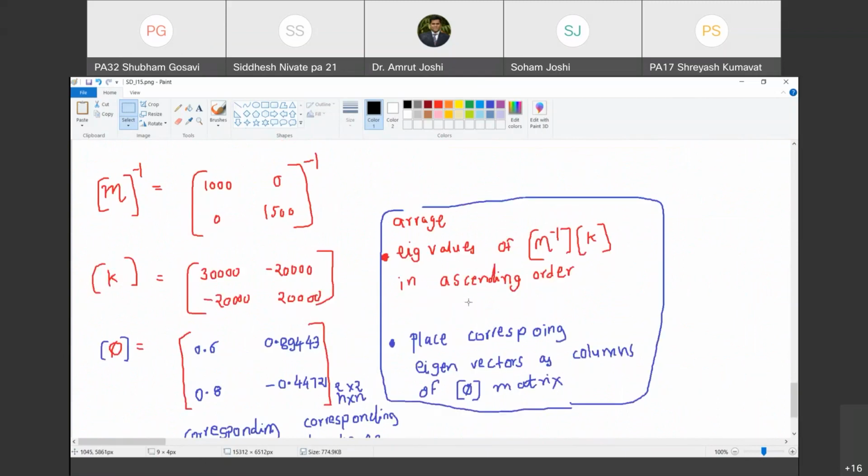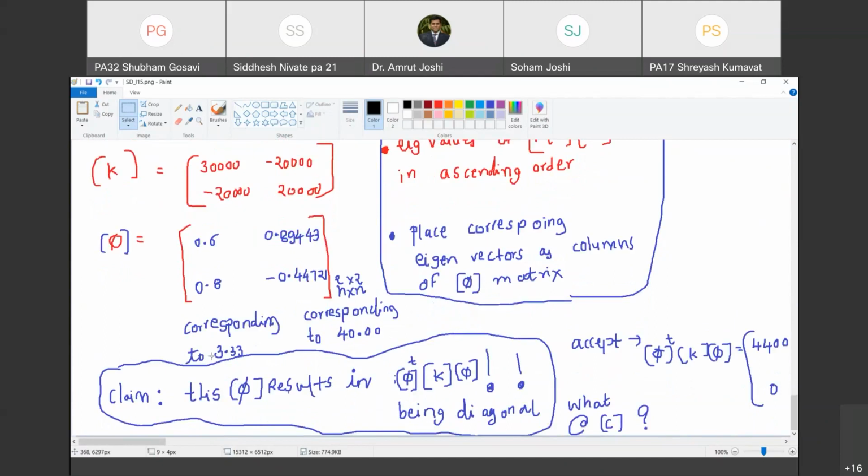For example, here we had two eigenvalues 30, 40 and 3.33. तो ये रिवर्स फैशन में आए थे, उसको हमने अरेंज किया असेंडिंग ऑर्डर में 3.33 and then 40. Eigenvector corresponding to the lowest eigenvalue is kept as the first column of phi matrix. Eigenvector corresponding to the second eigenvalue was kept as the second column of phi matrix. Happy? Yes, sir. And then we claimed that if this is going to be the phi matrix, phi transpose k phi is going to be diagonal. Are you with me? Yes, sir. And I proved that claim.